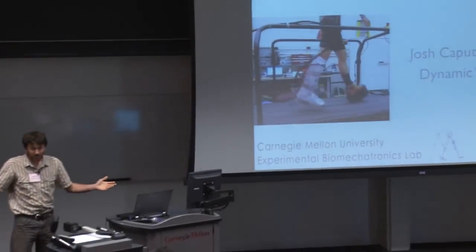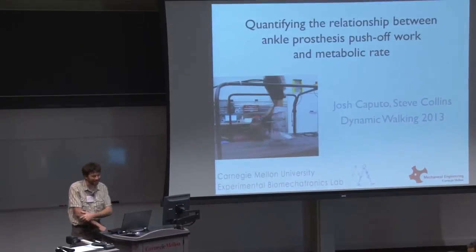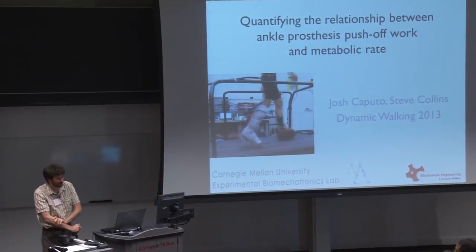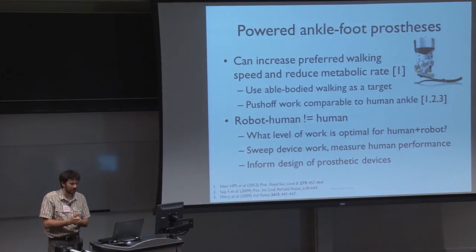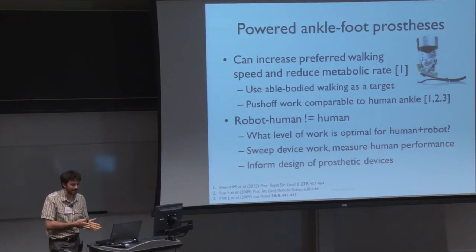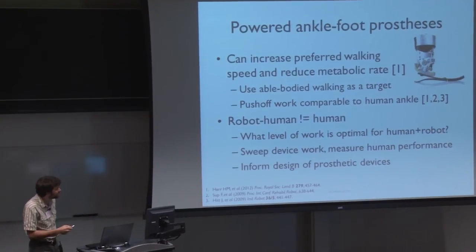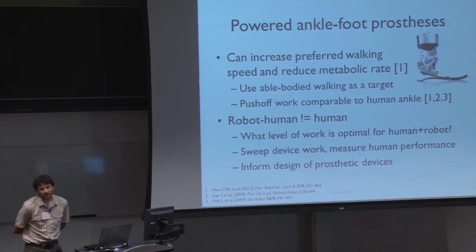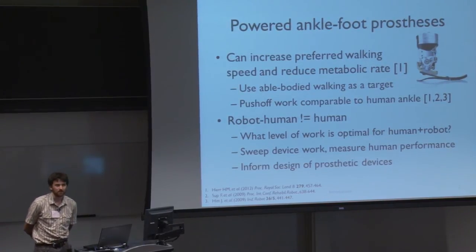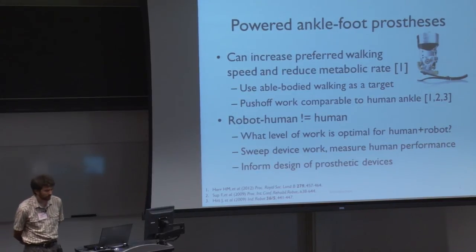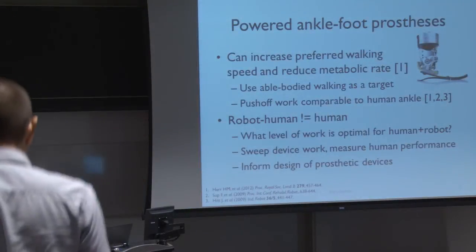So I hope you're excited about push-off. There's been lots of talk about it. I'm going to say a little bit more in the context of lower limb prostheses. The BiOM has demonstrated to all of us that powered ankle-foot prostheses can increase preferred walking speed and reduce metabolic rate for people wearing conventional devices. It achieves this using a biologically inspired controller which generates positive ankle push-off work comparable to that of the normal human ankle. This is a great result, and it shows that robotic devices can really make a difference for amputees.